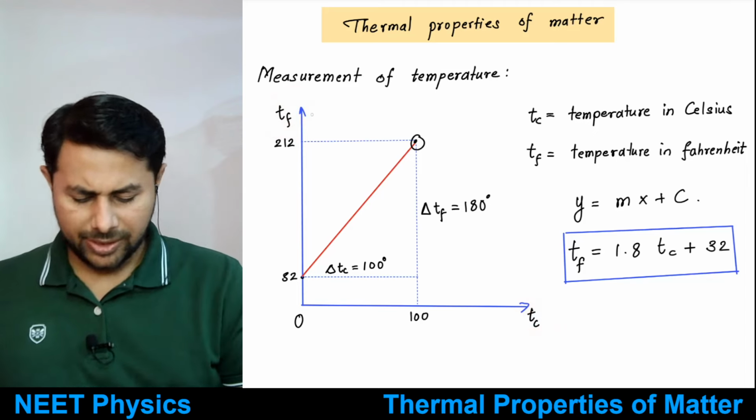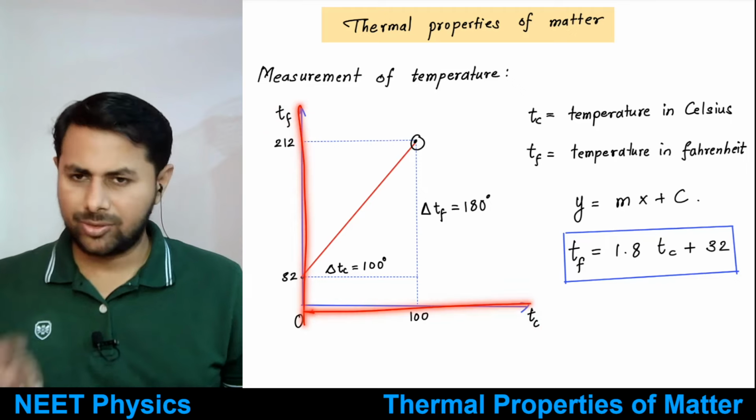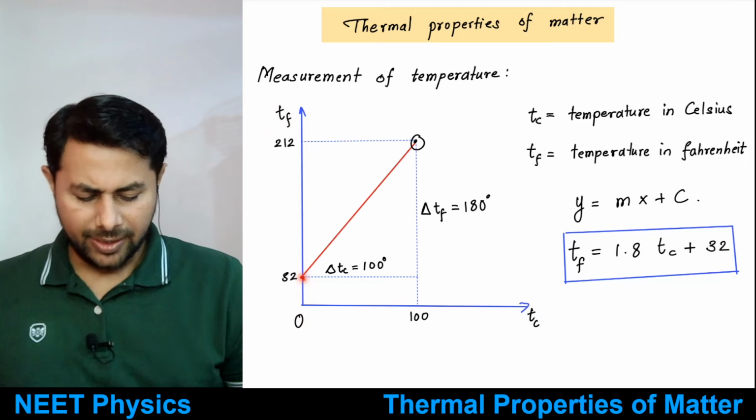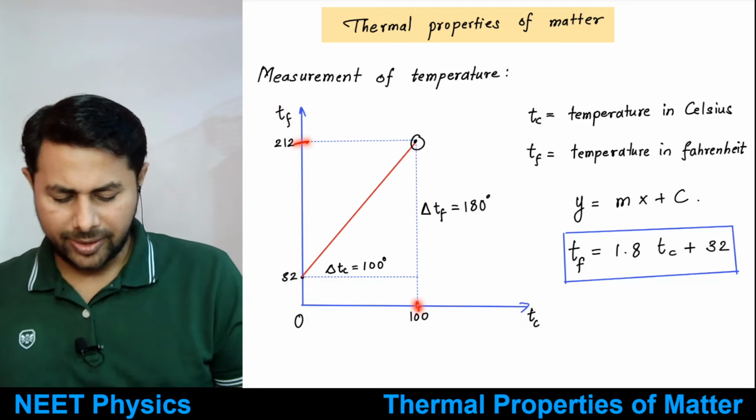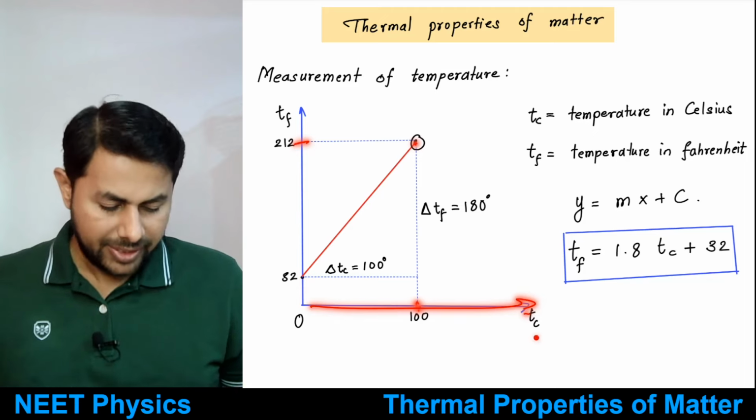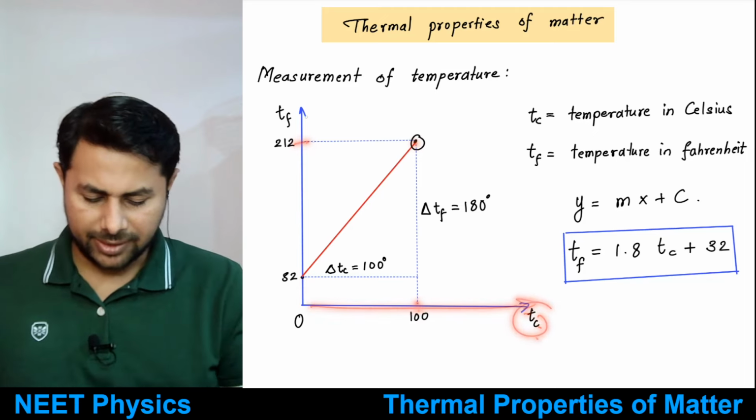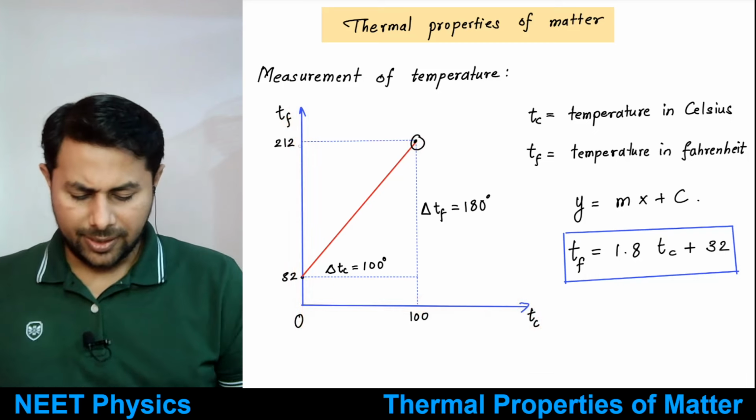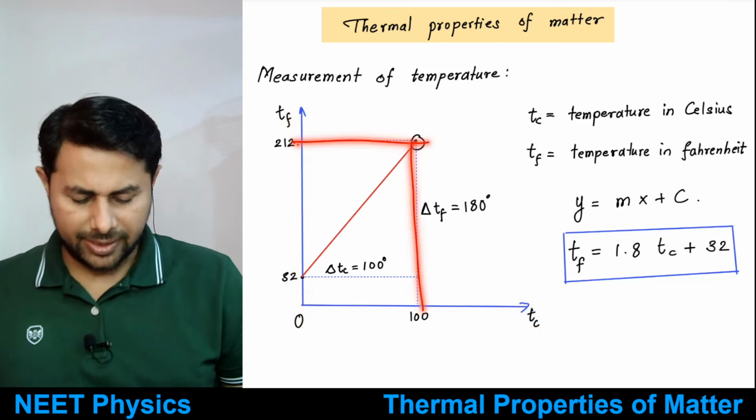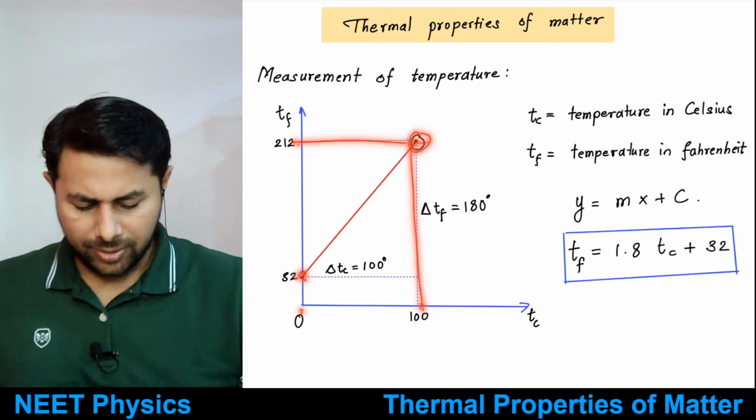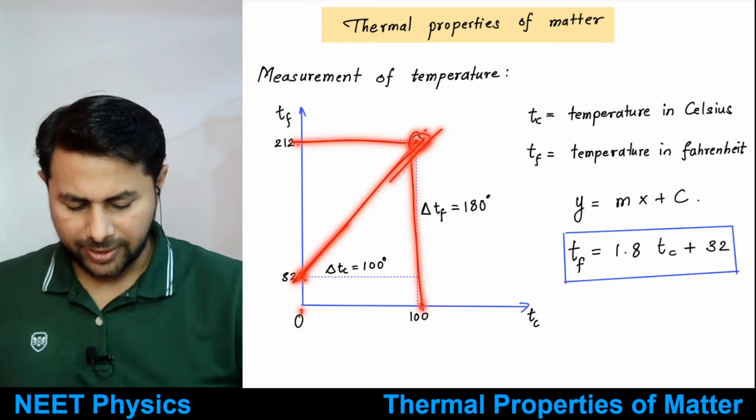So if we just plot these 2 points, 0 degree Celsius is what? 32 Fahrenheit, and 100 degree Celsius is what? 212 Fahrenheit. So temperature in degree Celsius is plotted along the x-axis, temperature in Fahrenheit is plotted along the y-axis or vertical axis. Then 212 Fahrenheit is 100 degree Celsius and 32 Fahrenheit is 0 degree Celsius. So you get these 2 points. You draw a straight line joining these 2 points.